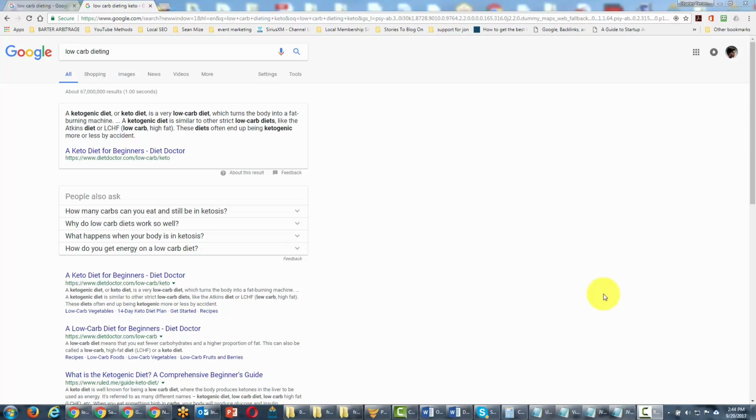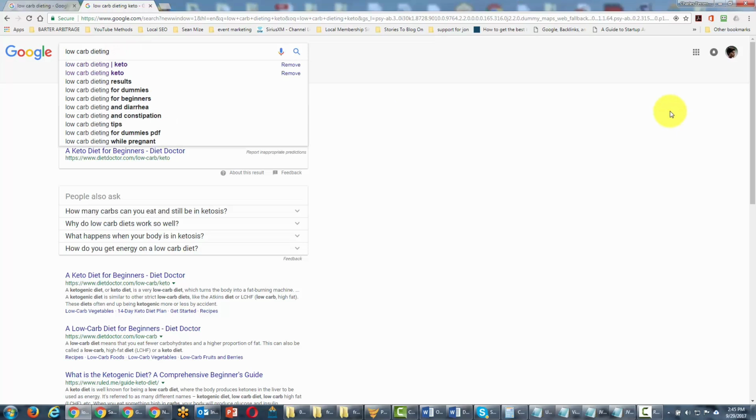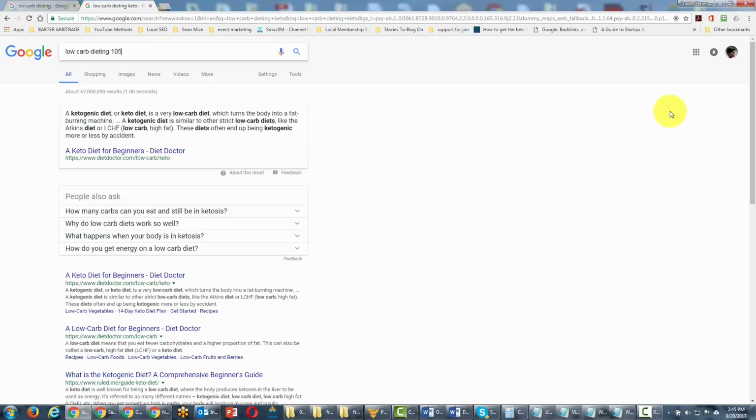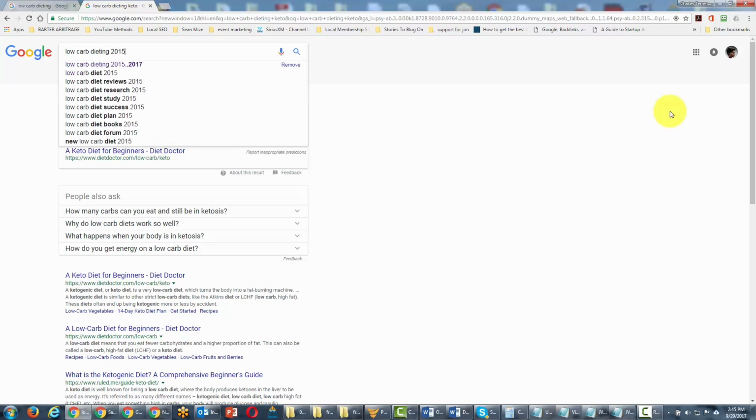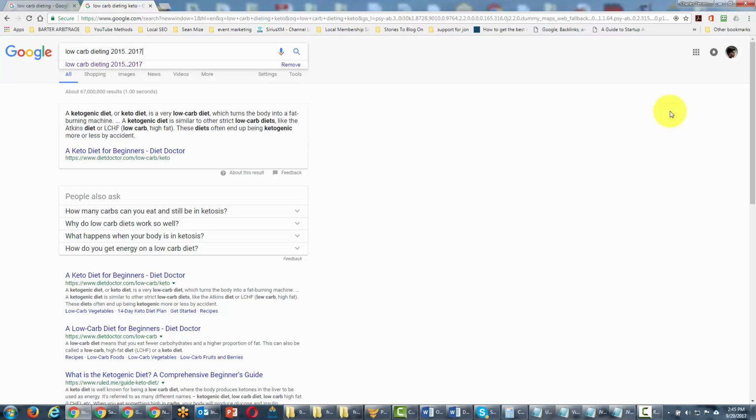Welcome back. We are now going to look at the range operator command. In order to do that, we're going to modify low-carb dieting. Now, the range command doesn't have to be used along with another search term. It works all by itself. But we're going to exemplify this by writing in the term 2015. And then we're going to use the range command, which is basically 1 period, then 2 periods. And then we're going to write in here 2017. Basically what we're doing is we're looking for search results that fall between this range. So we're going to go ahead and click this link.